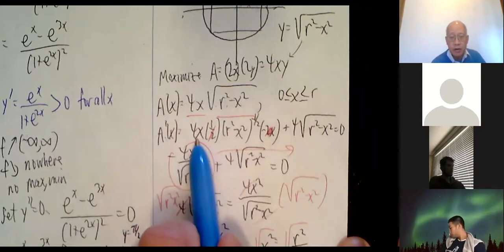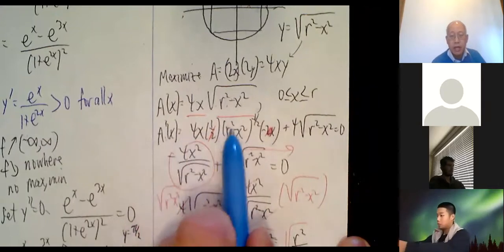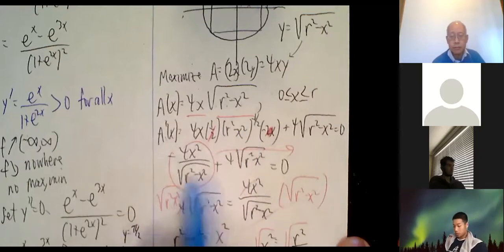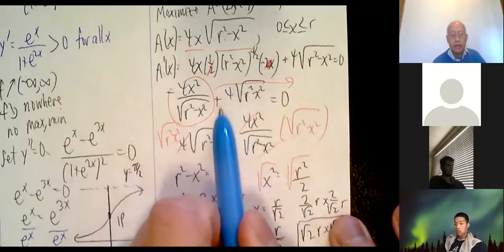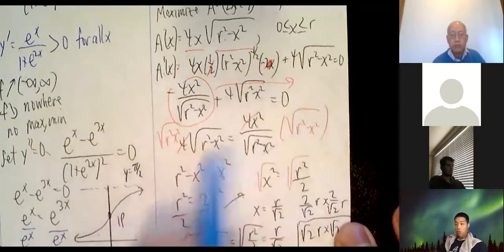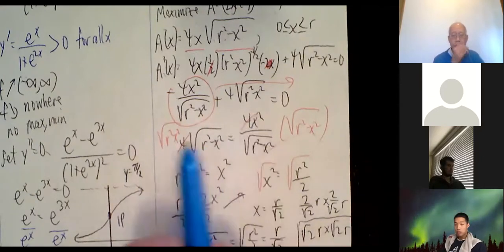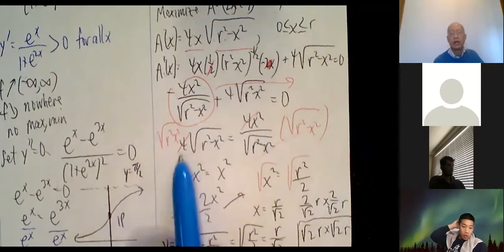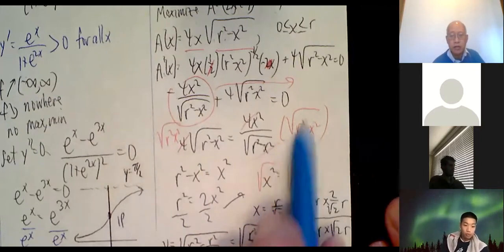Okay, a little bit of cleanup here. x times that x is x squared. I have a negative and a 4, and this thing to the negative 1/2 means square root on the bottom, plus that. Set it equal to 0. All right, that looks like a lot of work. Move that over: 4 radical r squared minus x squared equals 4x squared. I can cancel the 4's, divide by 4, and then multiply both sides by radical r squared minus x squared. These cancel out.